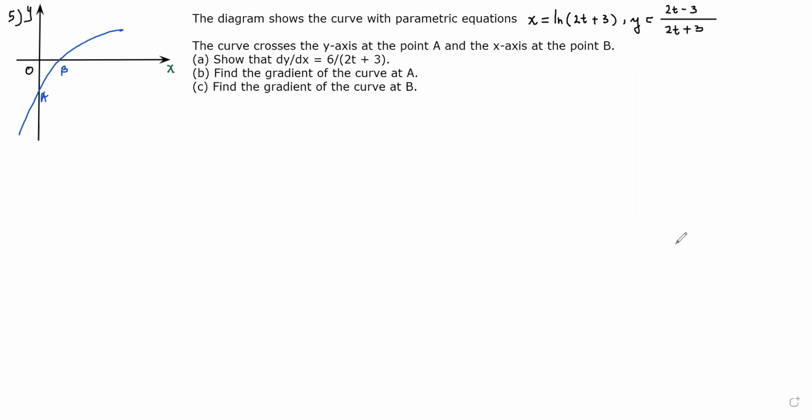To find dy/dx, we need to differentiate y with respect to t and differentiate x with respect to t. To find dy/dt, we need to apply the quotient rule. So we hold the denominator 2t plus 3, differentiate the numerator, minus, now we hold the numerator and differentiate the denominator, all over the square of the denominator.